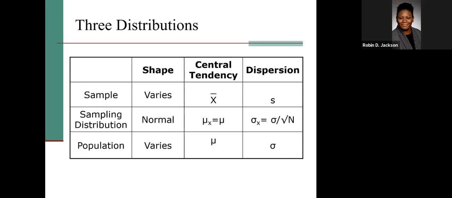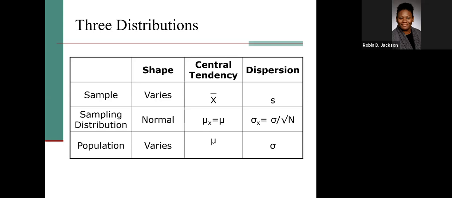What we see is the shape. And when they say shape, they're talking about the shape of the distribution. That curve, that normal curve, that's what they're talking about right there. So for a sample and a population distribution, that shape can vary. We don't necessarily know what it is. It might be skewed in one direction. It might look more like a normal curve. We don't know. It's going to vary.